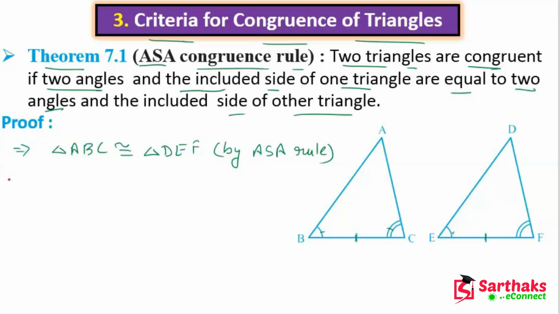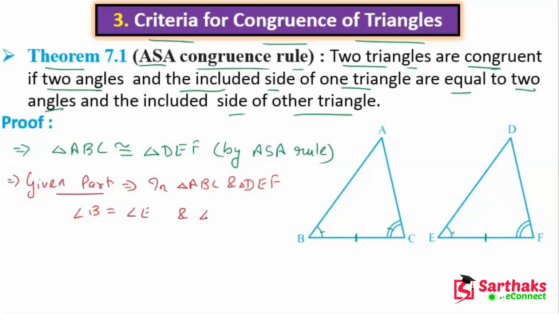First of all we have to write the given part. We know that in triangle ABC and triangle DEF, angle B is equal to angle E and angle C is equal to angle F. This is the given part, and BC is equal to EF. We have this given part and we have to prove the condition. So how can we prove this? We will prove it by considering the following cases.